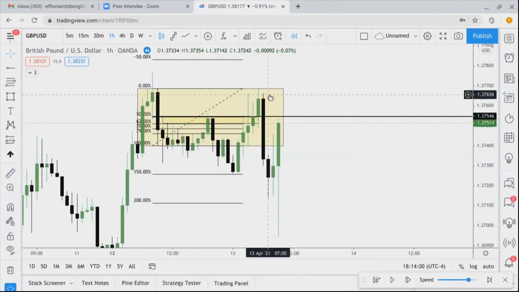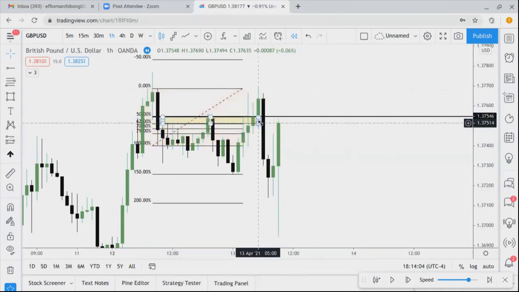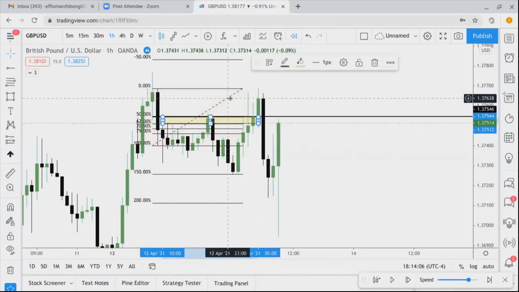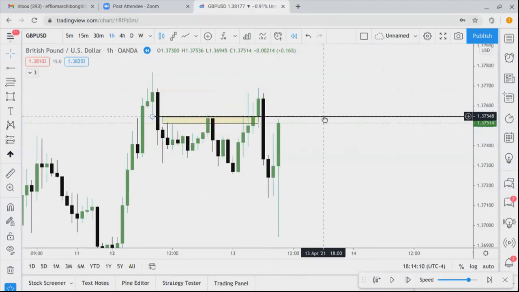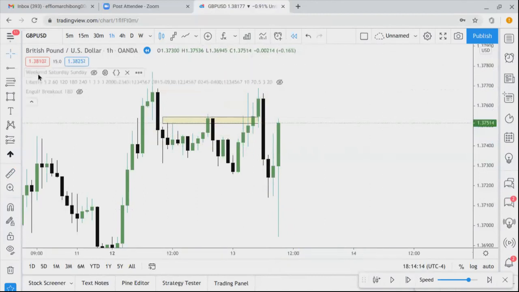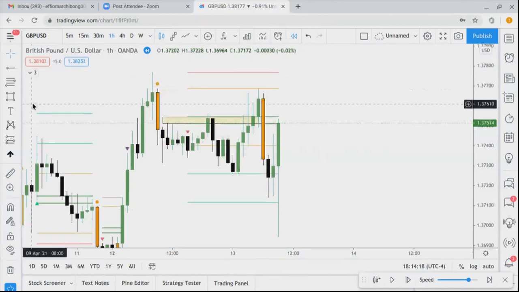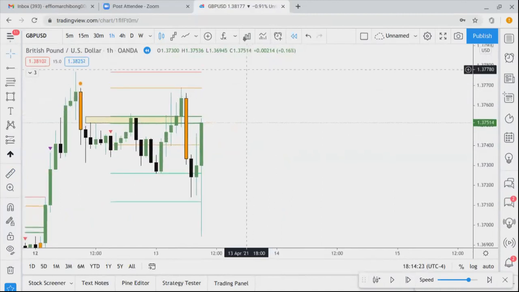Now watch the same thing I have done. I'm going to take away this. And I am going to turn on my indicator. Now, look again.